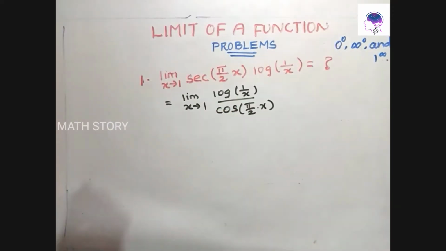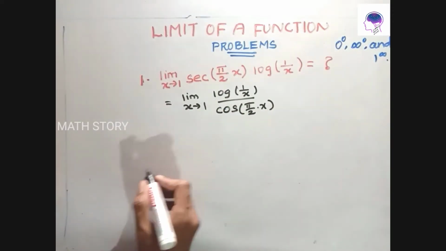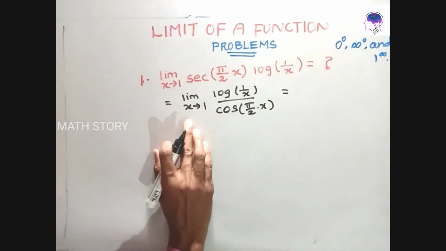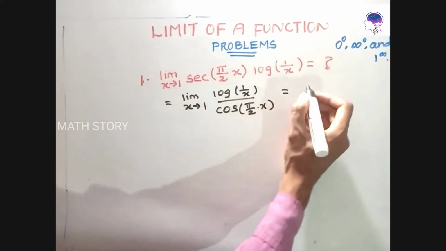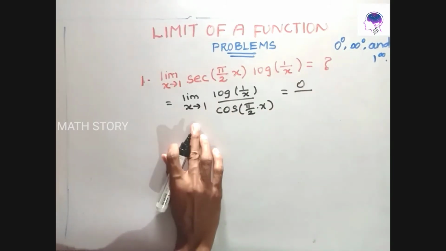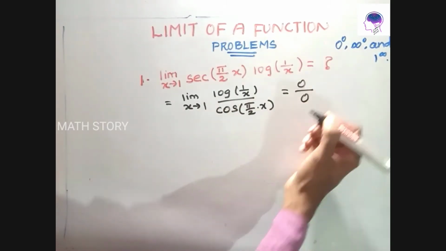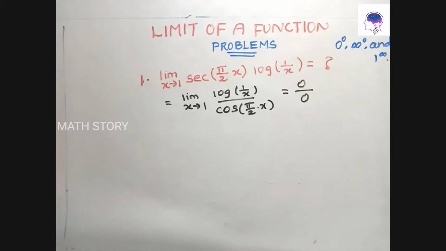Now applying the limit directly, when x approaches 1, the log of 1 by x approaches 0, right? Then cos pi by 2, the value is 0. 0 by 0 is an indeterminate form. We can use the L'Hospital rule here, right?